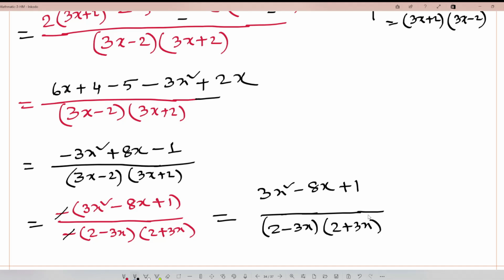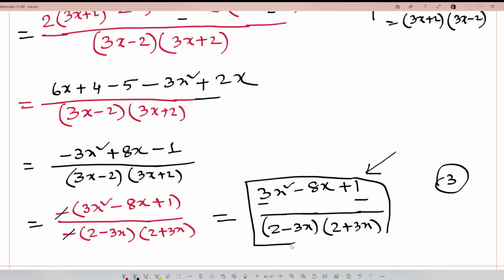Our question: why are we not completing this one? We cannot factorize this one because here is 3 times 1, which will become 3, and we cannot make it 8. So we can just keep this one here, and it's looking like a single denominator.